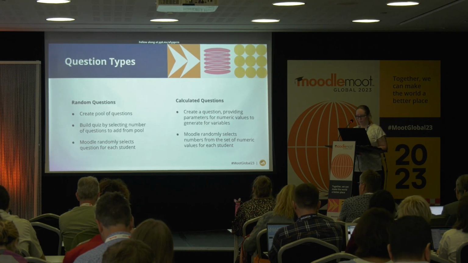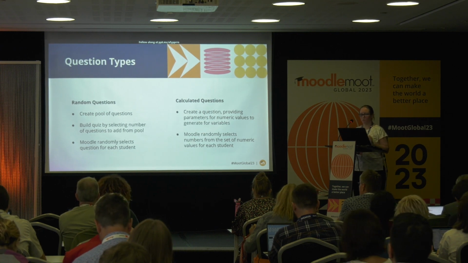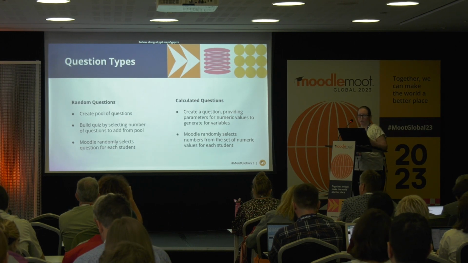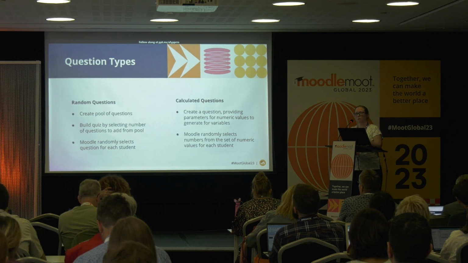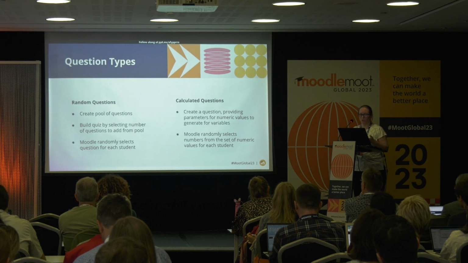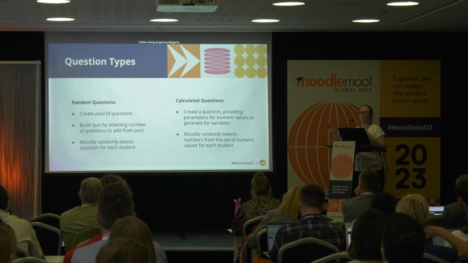A couple of question types that are useful are random questions and calculated questions. Random questions can be used for any subject. The instructor creates a pool of questions in the question bank, and then in the quiz, you build the quiz by selecting the number of questions you want to grab from the pool, which is a category or subcategory in the question bank. And then when the student begins the quiz, Moodle will randomly select for that attempt which question they will get from that pool.